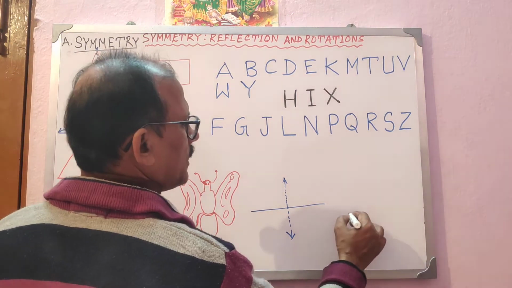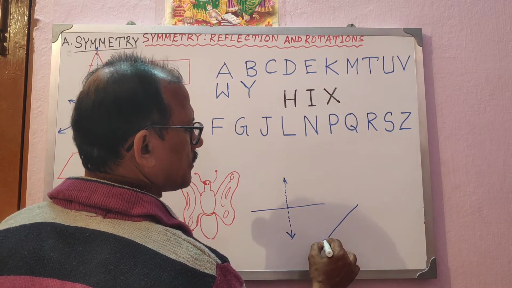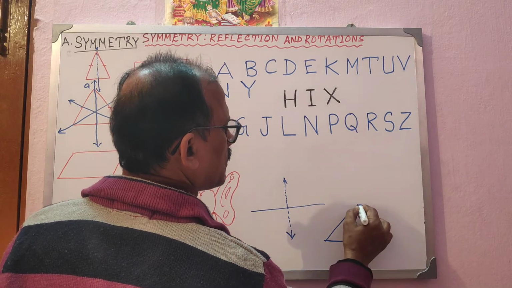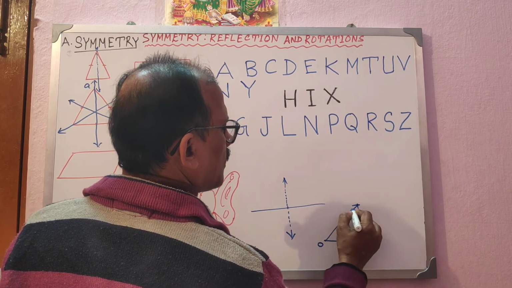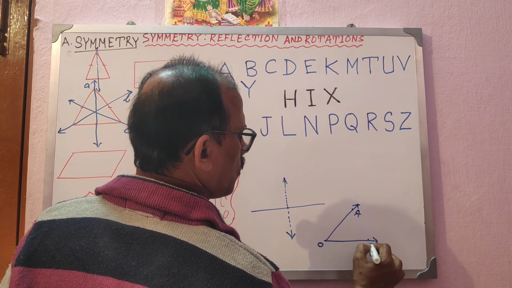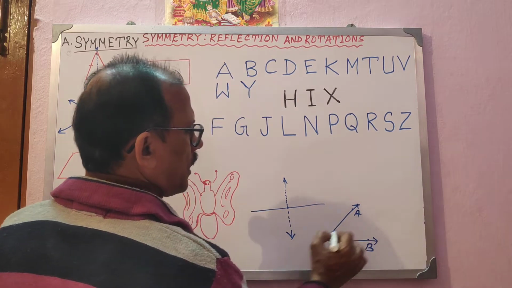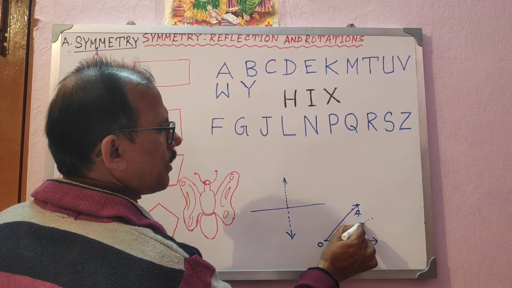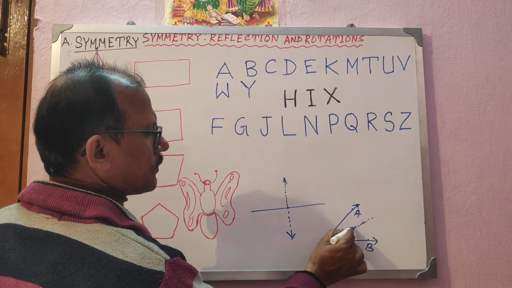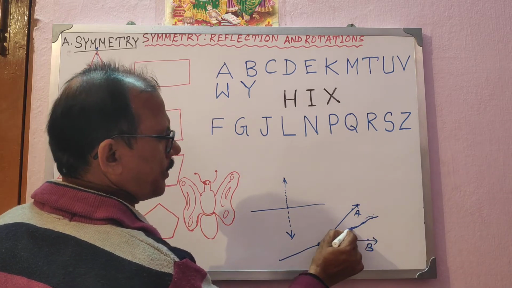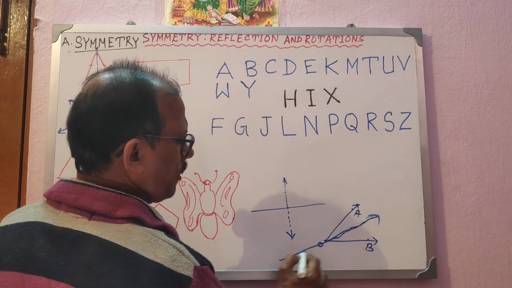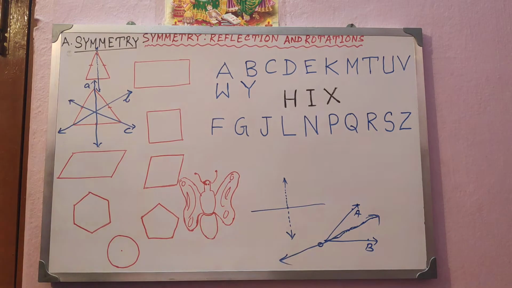Take the case of an angle. See, two rays meeting at a point is called an angle. OA and OB are the two rays. Now, if you draw an imaginary straight line, with the help of a scale, that will be better. This is the line of symmetry or axis of symmetry for an angle.